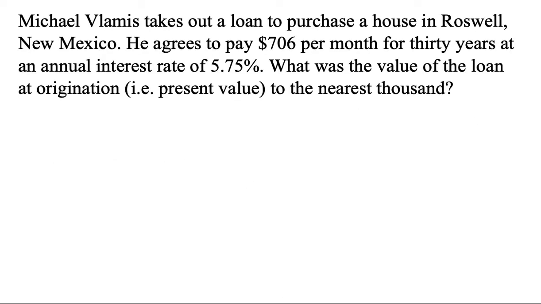Michael takes out a loan to purchase a house in Roswell, New Mexico. He agrees to pay $706 per month for 30 years at an annual interest rate of 5.75%. What was the value of the loan at origination, in other words, the present value, to the nearest thousand? Listing what we know, the rate of 5.75% gives us an R value of 0.0575. Since we're making this monthly, our n value is 12. Our monthly payment is $706, and the term will be 30 years.